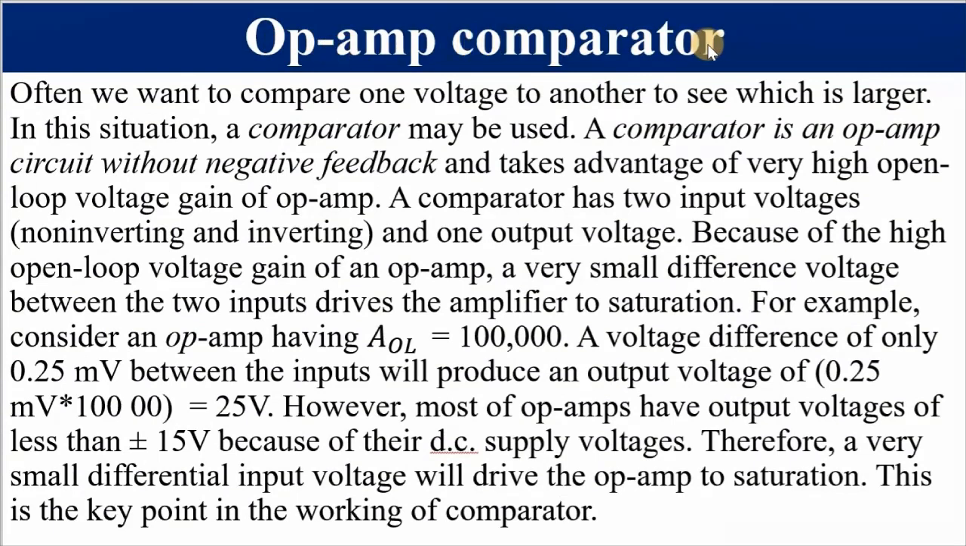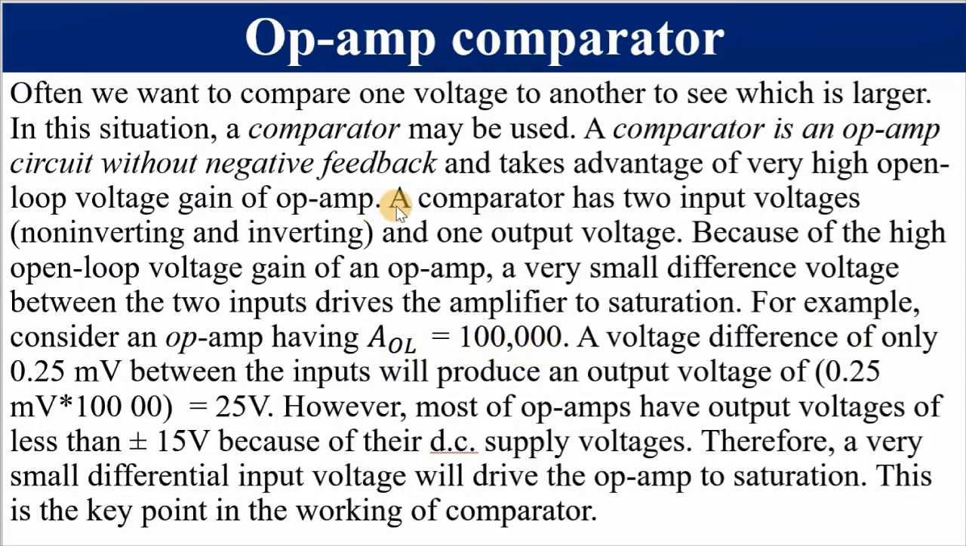Operational amplifier comparator. We are going to analyze an op-amp comparator in detail in this presentation. Here and there we want to compare one voltage to another to see which one is larger, and in this situation we can use a comparator. A comparator is simply an operational amplifier without negative feedback. Please take note, it takes advantage of the high open loop gain of the op-amp, and as you can see it is very high.